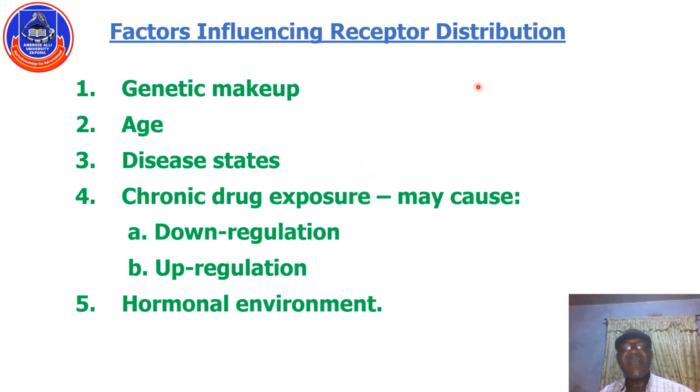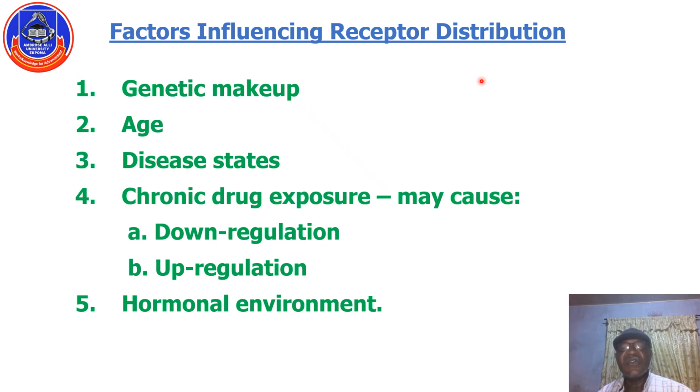Now, for the genetic makeup, let's look at them. It determines the baseline receptor expression. Age influences receptors through sensitivity alteration, as you may observe in neonates and the elderly people.